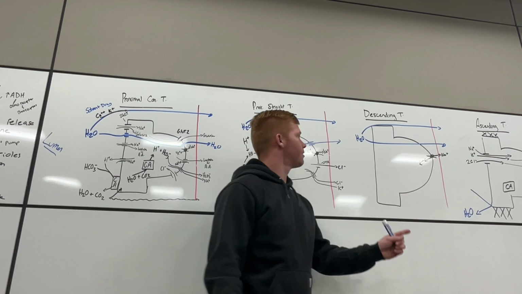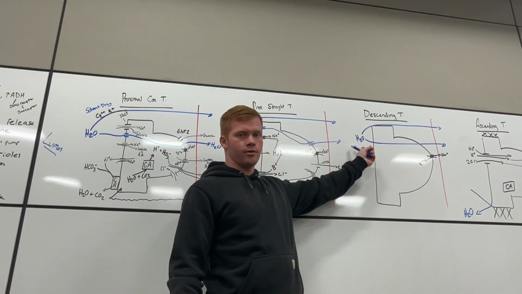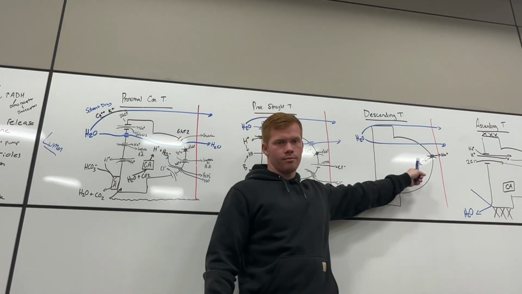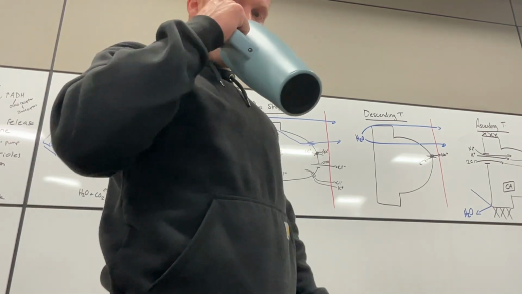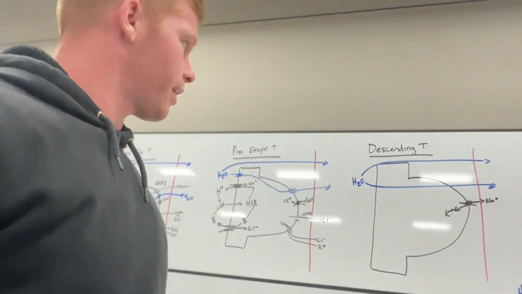Okay, easy one right here. Descending tubule, still permeable to water. Sodium-potassium pump on every single one because it's so important, so important for that gradient.